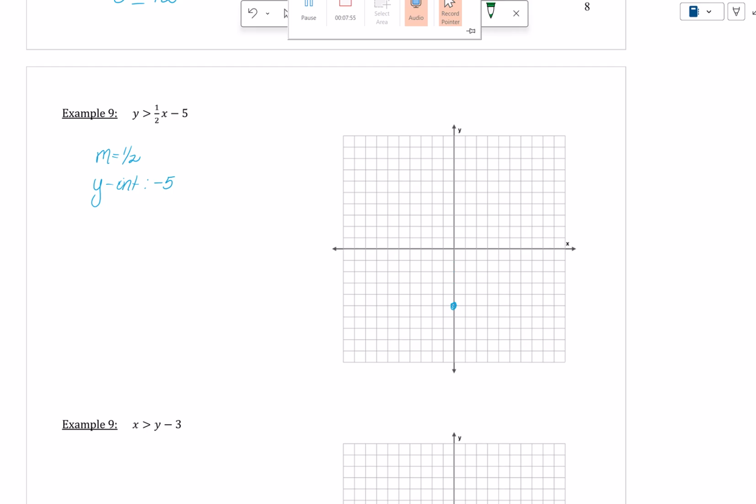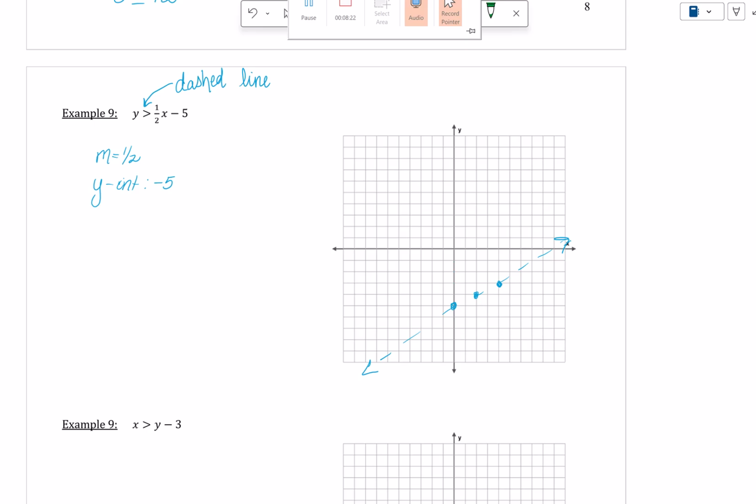And I'm going to do my slope up 1/2. This one is going to be a dashed line because we're not including the line in there, but it is a boundary. And then since it is greater than, I would shade above. And you could always pick a point just to check.